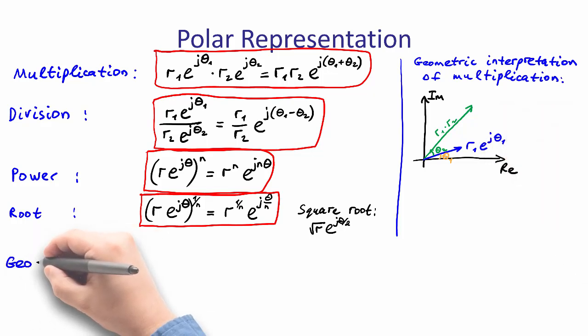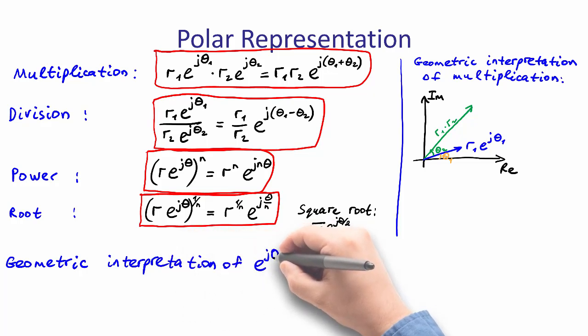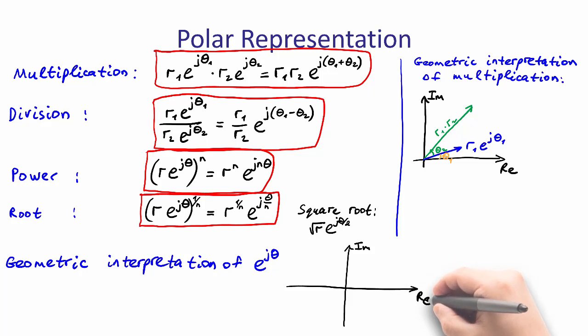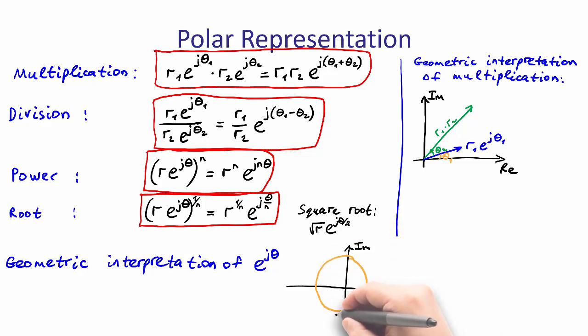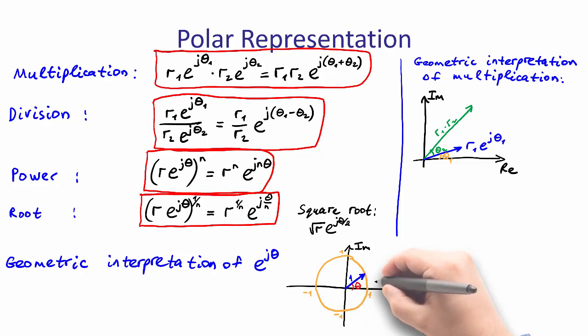Also you have very simple graphical representation for the exponent of j theta. So what it means is just point moving on a unit circle. Let's say you have some unit circle with radius 1, and then given angle theta, you can draw a point on that circle. This will be exactly e to the j theta.